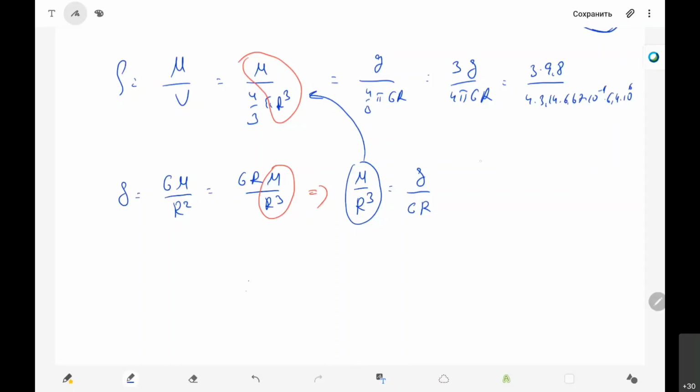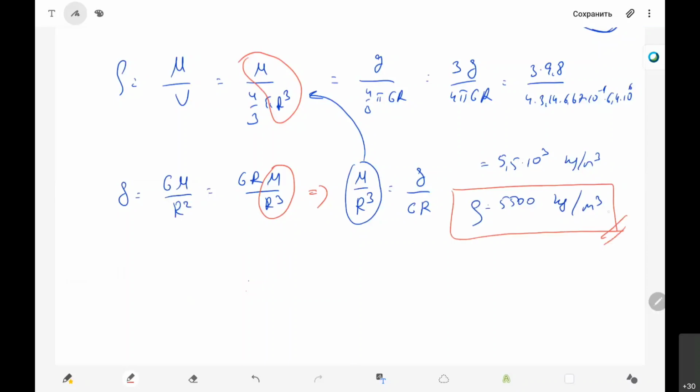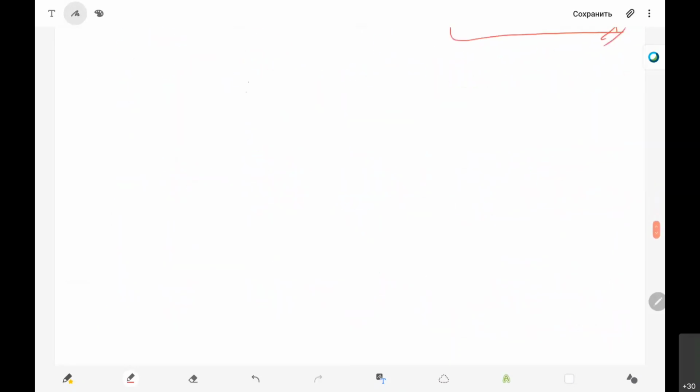So from here, approximately we have 5.5 times 10 to the power of 3 kilograms per cubic meter. It means 5,500 kilograms per cubic meter. This is the average density of the Earth. In 1 cubic meter we have approximately 5 tons of mass on average. So this is how you can solve problems.